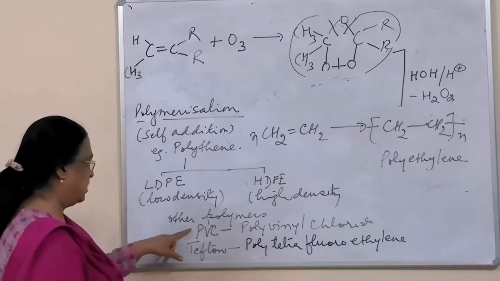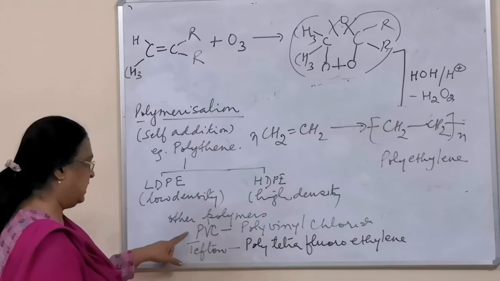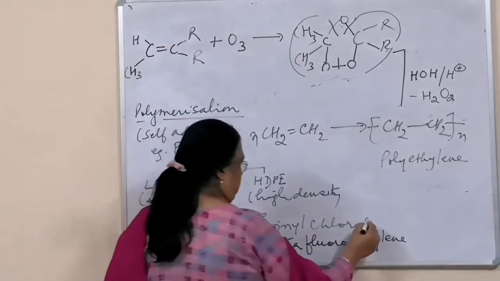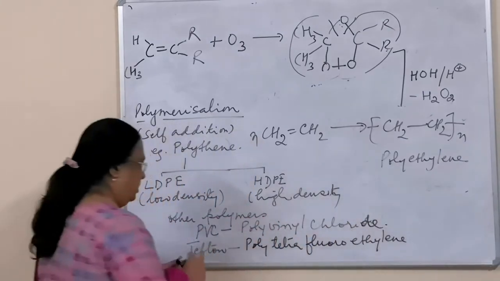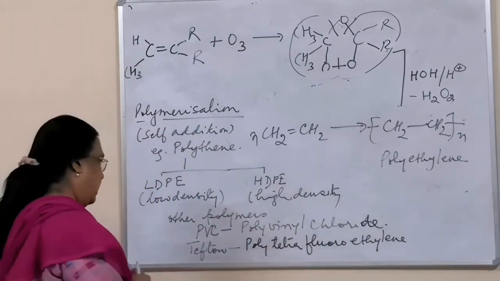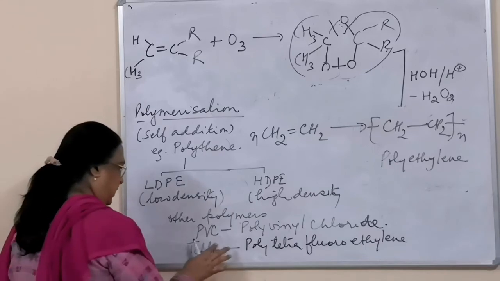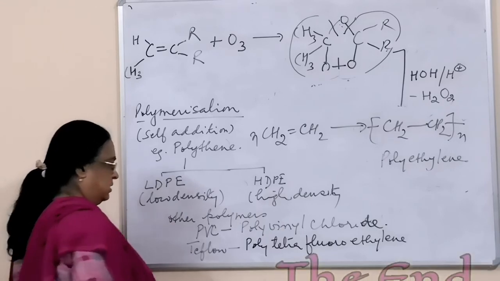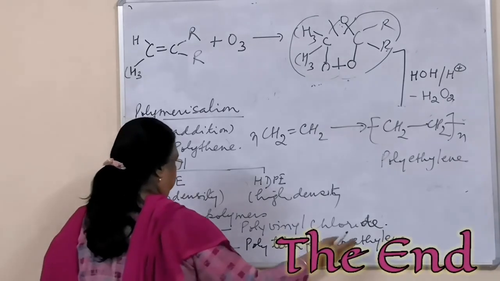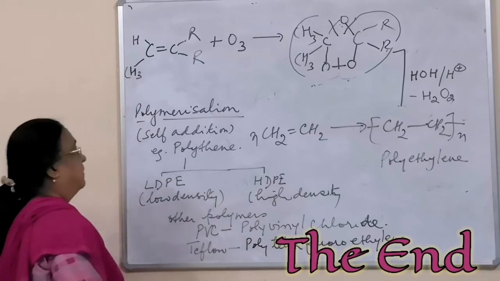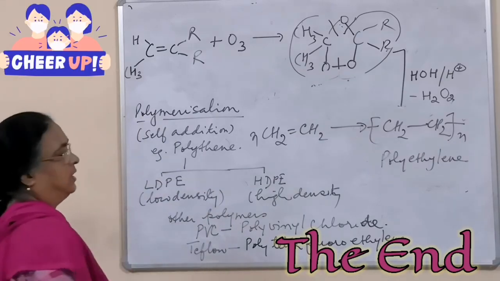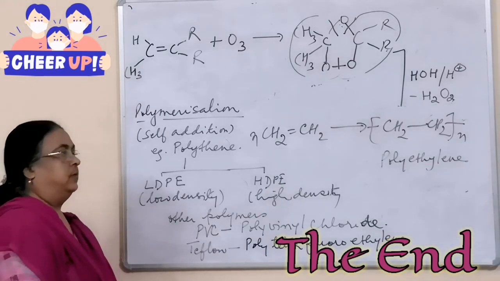Other polymers which are quite popular are PVC, polyvinyl chloride, of which pipes are made, you know that, and Teflon. Teflon is mainly used for non-sticking cookware, and that is polytetrafluoroethylene, the compound. So here in your chapter 18, uses of alkene you will see from the book.